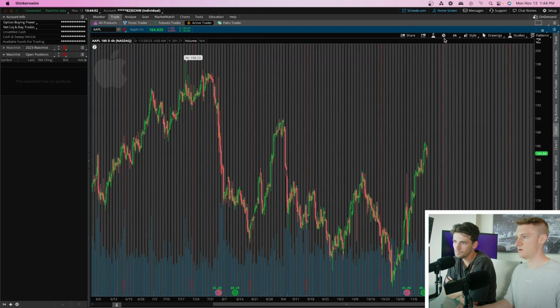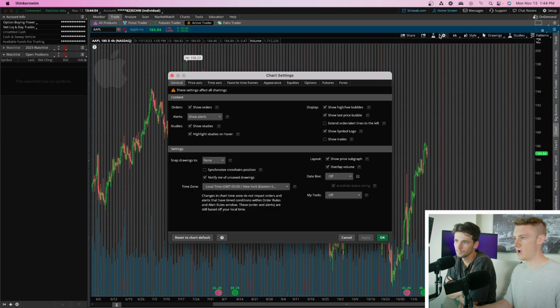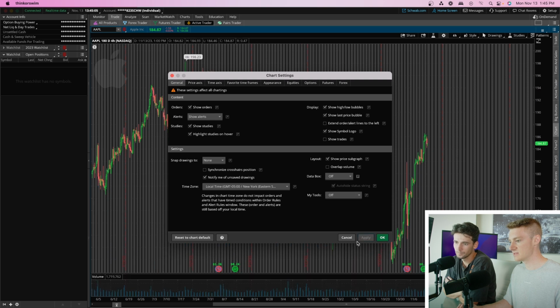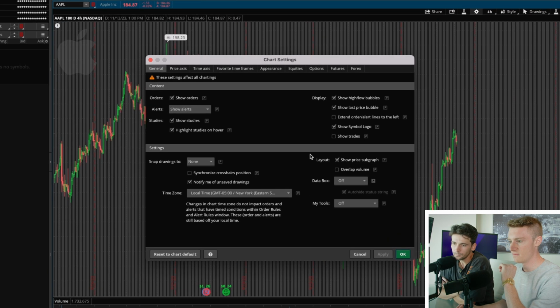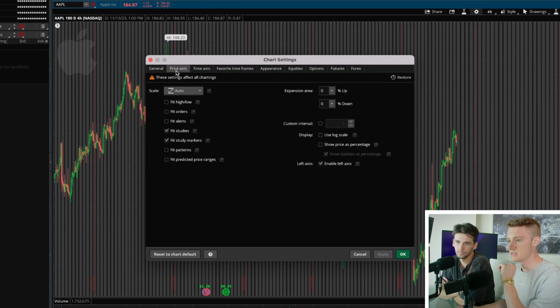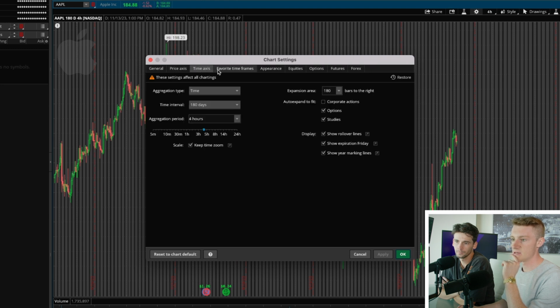And then we go back to the gear icon. We'll run through how I have my chart set up. Overlap volume, we're going to want to uncheck. Okay, apply that and you can see what that looks like. We've got the volume there. We want to get rid of this entirely. So overlap volume, you can uncheck that. Price axis, time axis, good.